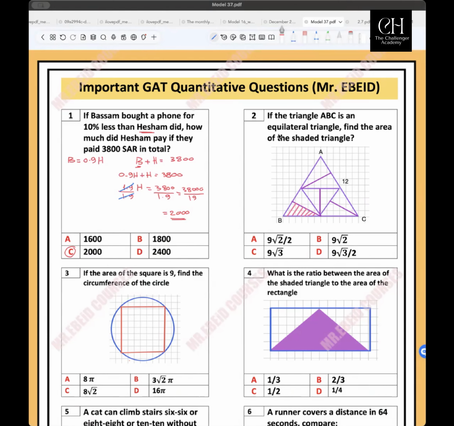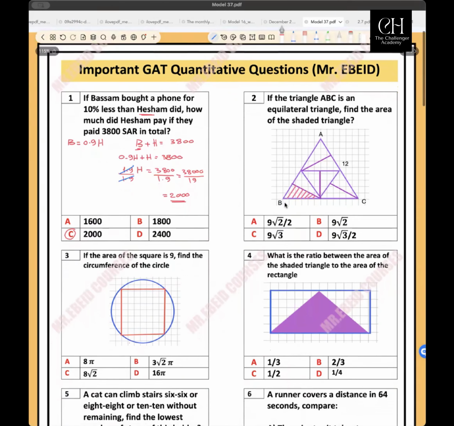If the triangle ABC is an equilateral triangle, find the area of the shaded triangle. You know that the area of all of this triangle, the equilateral triangle, we have a formula for it, which is root 3 over 4, times the side squared. We have the side equals 12. So if you want to calculate the area of all of this triangle ABC, it will be root 3 over 4 times the side squared, which is 12 times 12.